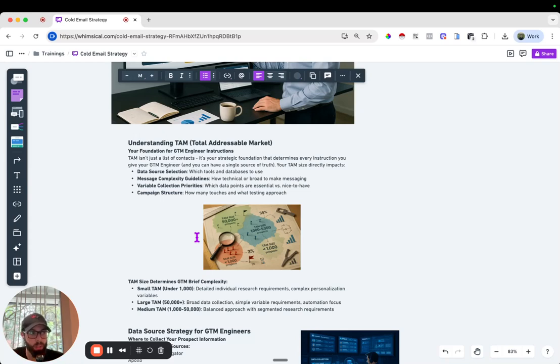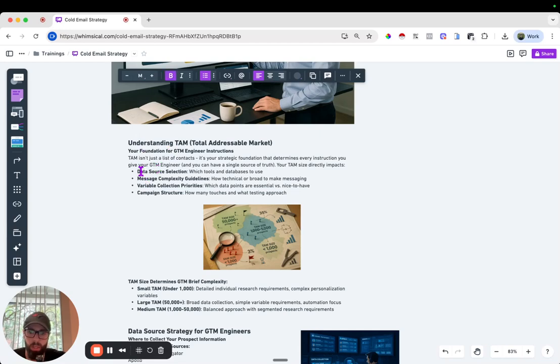The last thing that we want to do is use very static messaging to a small audience, because we don't want to burn the bridges with those prospects. If we have a massive TAM, that TAM will be more forgiving if we use more static messaging. But again, take this with a grain of salt.